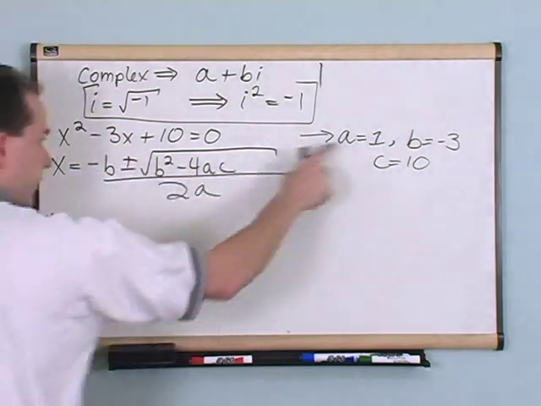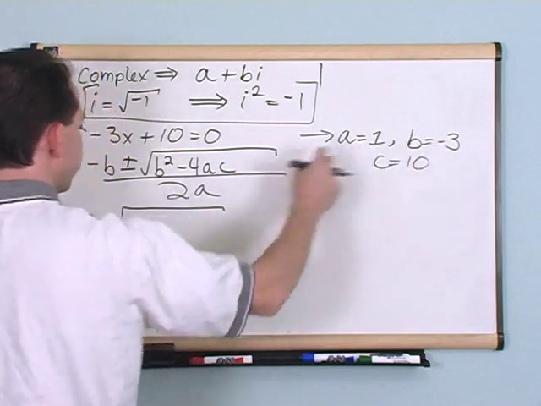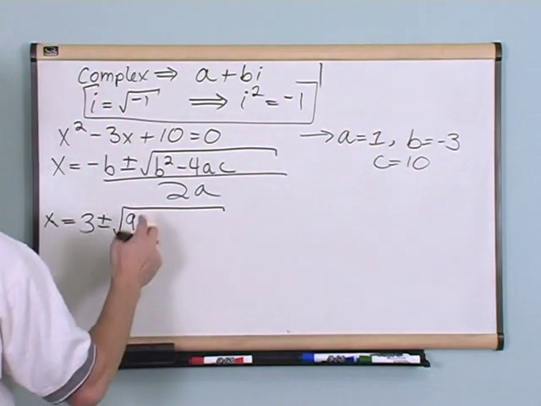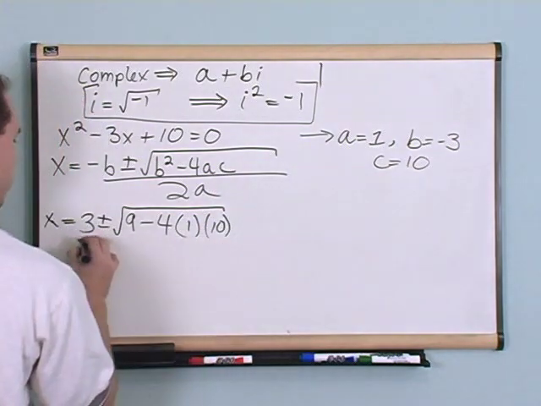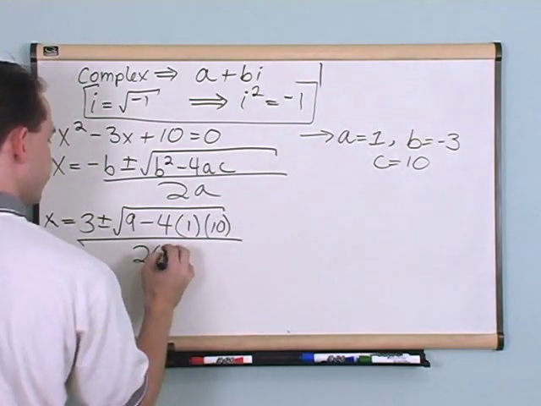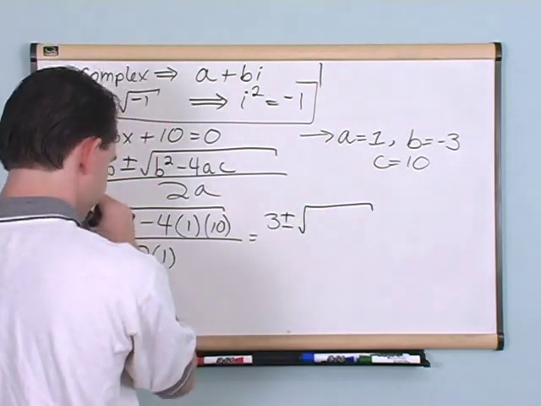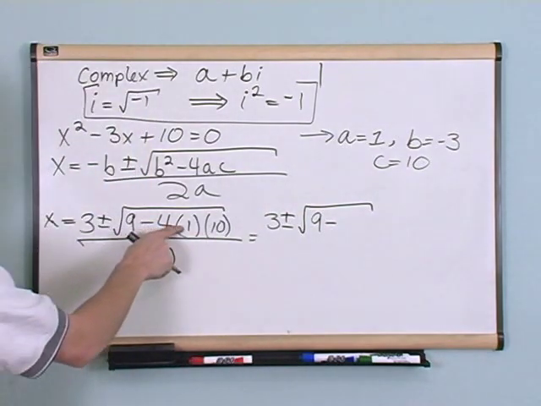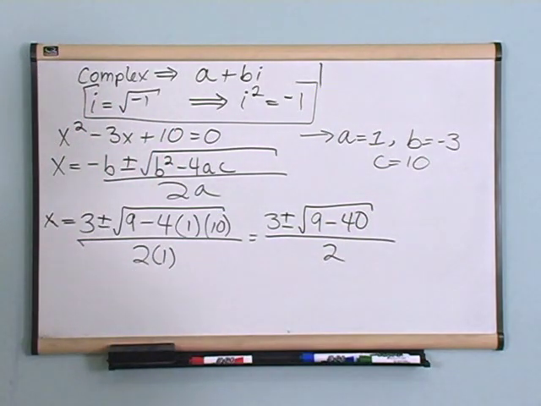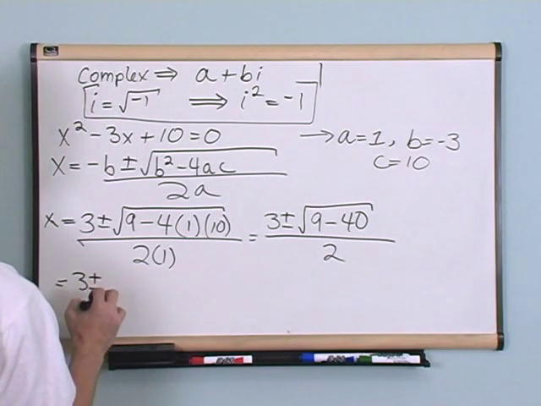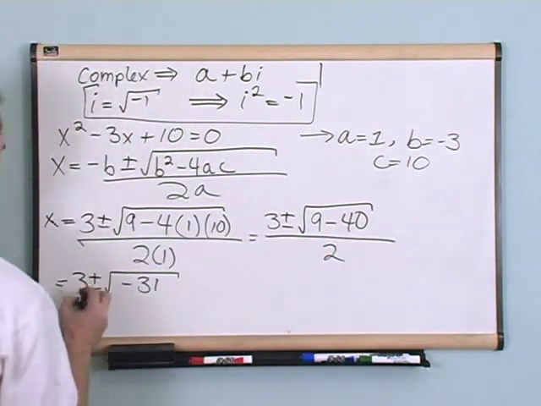X is equal to negative b, but b is negative 3, so that's just positive 3, plus or minus square root b squared. Negative 3 times negative 3 is positive 9. Minus 4 times a, which is 1, times c, which is 10, all over 2 times a, which is 1, like this, equals 3 plus or minus square root of 9 minus 4 times 1 times 10 is just 40, over 2 times 1 is 2. Okay. This equals 3 plus or minus square root of negative 31. 9 minus 40 is just negative 31, divided by 2.